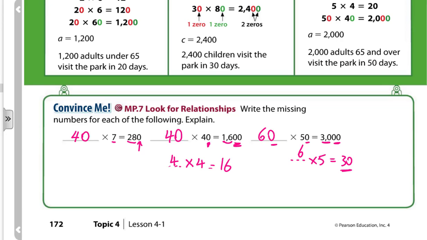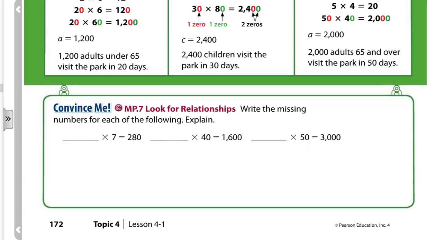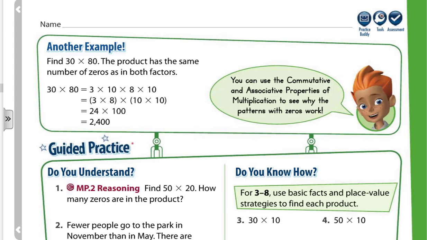And now let's move to the next page. Before we start solving questions, we need to see this example. Find 30 multiplied by 80. And it's written here that the product has the same number of zeros as both factors. So we will see how many zeros we have in both factors.